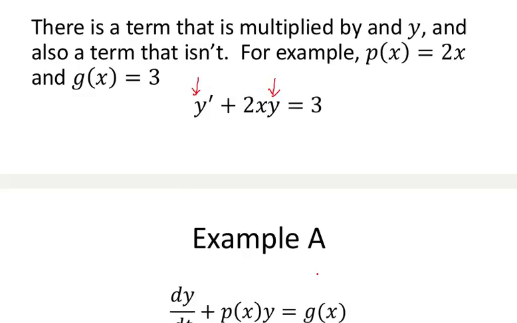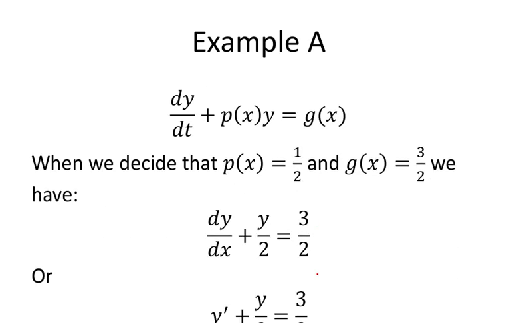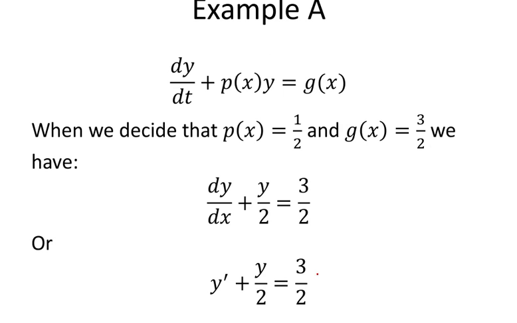And let's look at a real example of this. Let's say p of x is equal to 1/2 and g of x is equal to 3/2. And I'll state right now this is supposed to be an x and not a t, dy/dx. So this would give us a differential equation of the form y prime plus y over 2 equals 3/2. There it is, a differential equation.